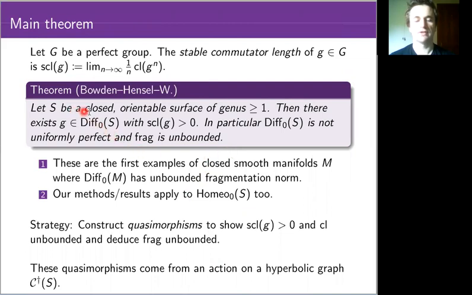states that whenever you have a closed surface of positive genus, then there is an element with positive stable commutator length in the group Diff_0 of S. In particular, Diff_0 is not uniformly perfect, and the fragmentation norm is therefore unbounded. These are the first examples of closed smooth manifolds M where Diff_0 of M has unbounded fragmentation norm. And again, I'll just say that this theorem also applies to the homeomorphism groups.